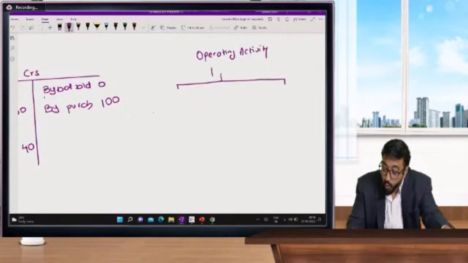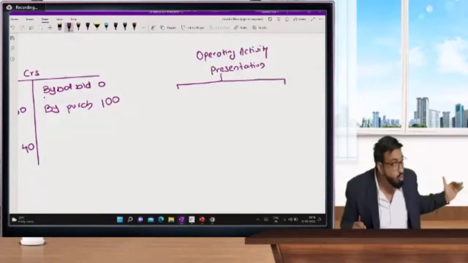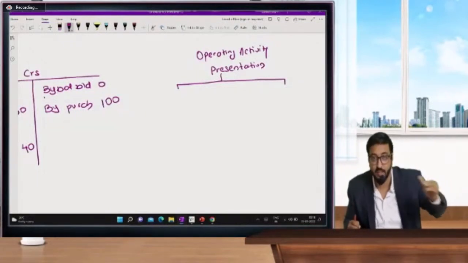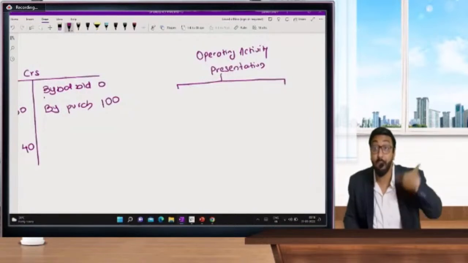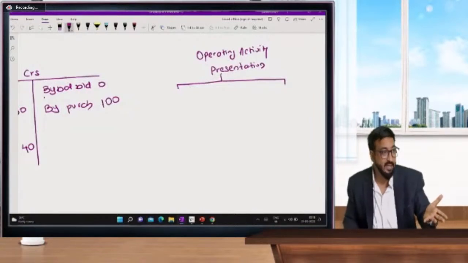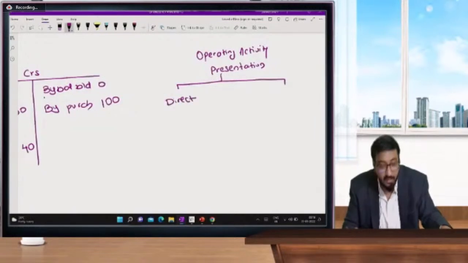We have 2 methods of presentation. In the very first part of the session I said, cash flow statement is not routed through journal, ledger, trial balance, P&L, balance sheet. It is routed through only P&L and balance sheet, and it is only a disclosure statement. You have to present it to your shareholders. And this presentation has 2 types. One is direct method, and second one is indirect method.